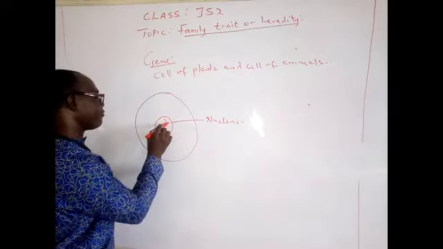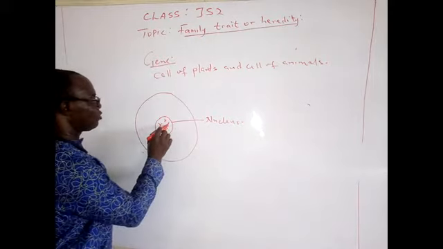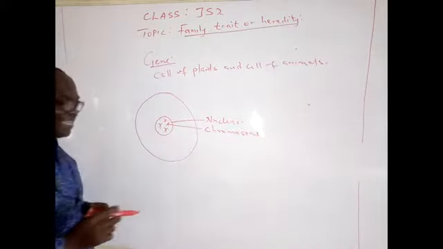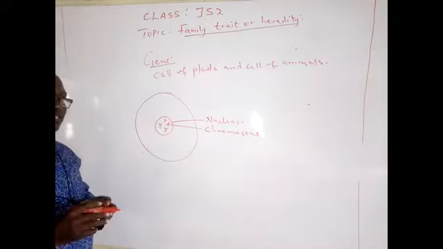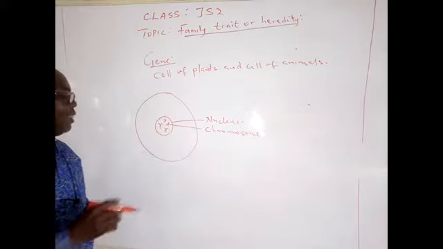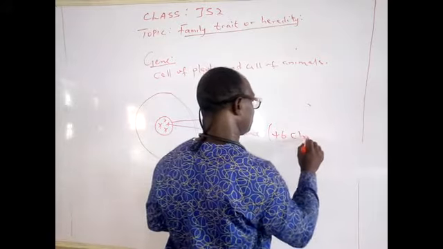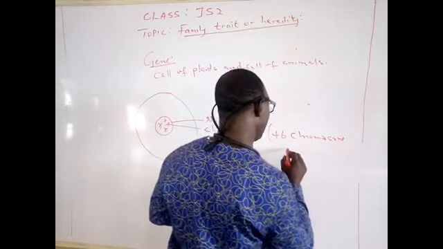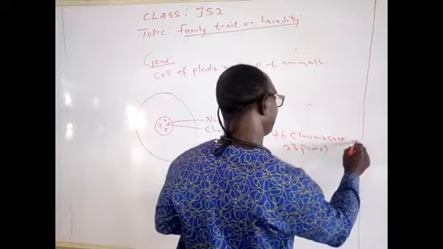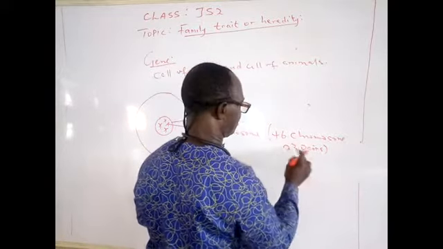Inside the nucleus, you have the chromosomes that are in pairs. Chromosomes are slender thread-like structures situated at the center of the nucleus. There are 46 chromosomes in human beings, and they are in pairs, so you have 23 pairs.